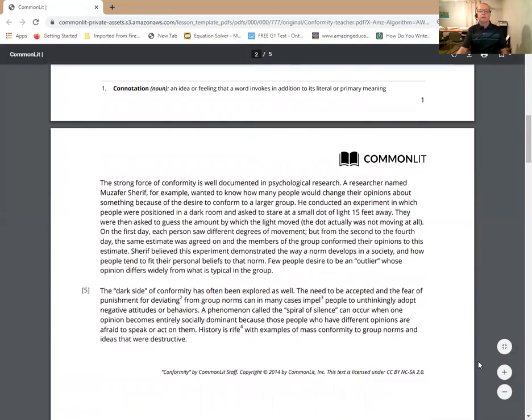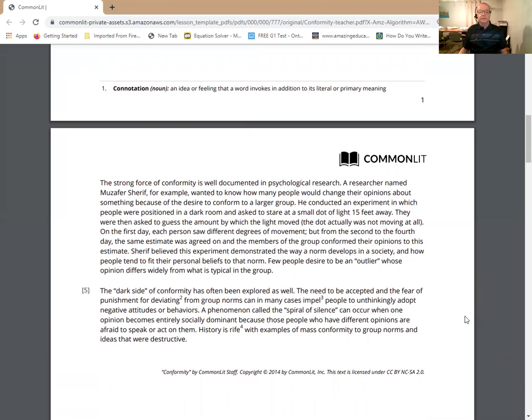The strong force of conformity is well documented in psychological research. A researcher named Muzafer Sherif, for example, wanted to know how many people would change their opinions about something because of the desire to conform to a larger group. He conducted an experiment in which people were positioned in a dark room and asked to stare at a small dot of light 15 feet away. They were then asked to guess the amount by which the light moved. The dot actually was not moving at all.